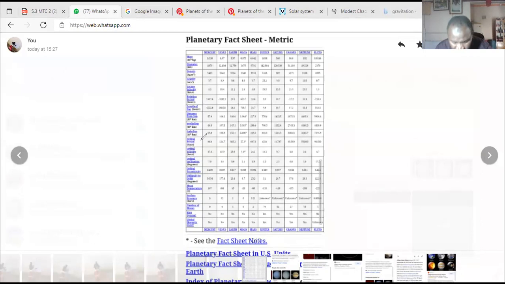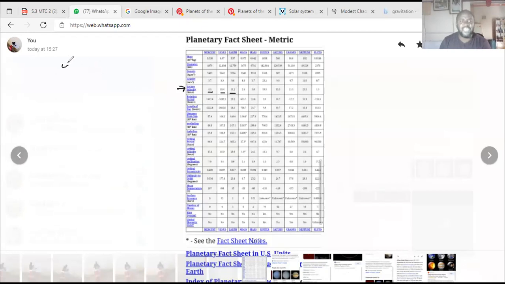Velocity, I cannot see this very well here, but let me check it out from my phone. Okay, velocity. Let me talk about first escape velocity. Escape velocity is line number 5. The escape velocity of Mercury is 4.3. The escape velocity of Venus is 10.4. The escape velocity of the Earth is 11.2.